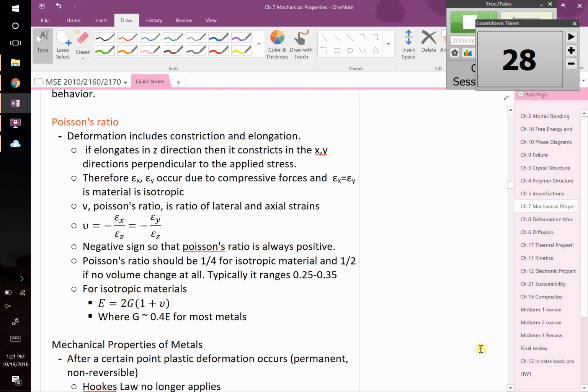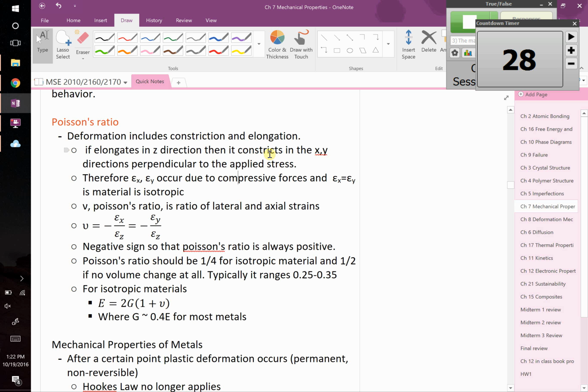Okay, there's Poisson's ratio. Poisson's ratio says that as you pull on something or push on something, sure, you get a change in terms of the strain in the direction that you're pulling or pushing it, but you also get a change in the dimensions transverse to that. What do I mean?